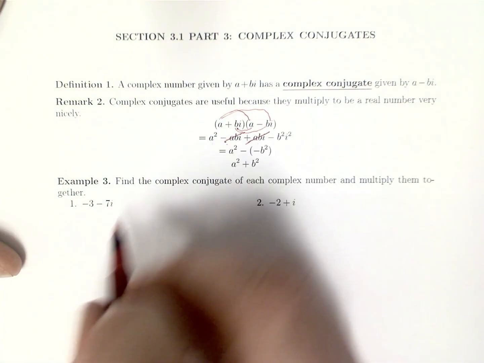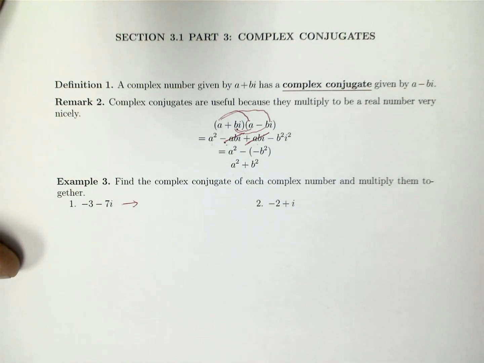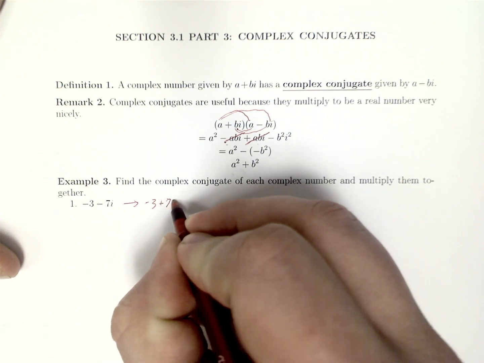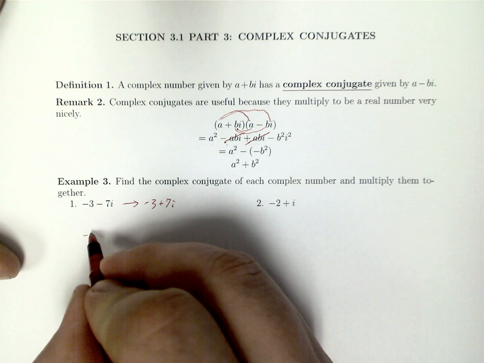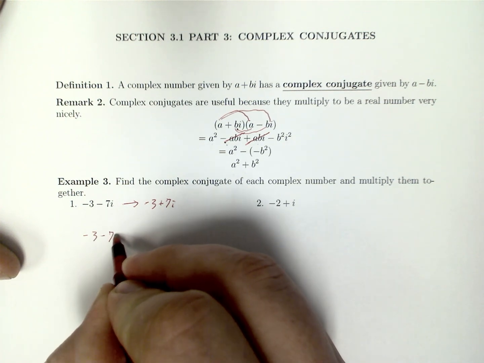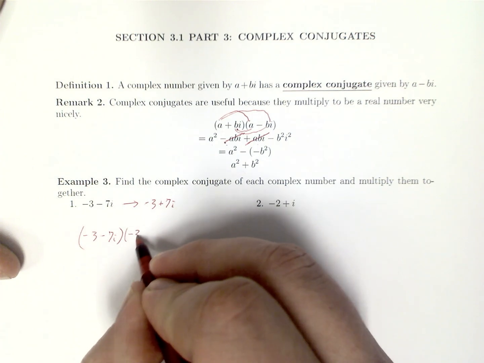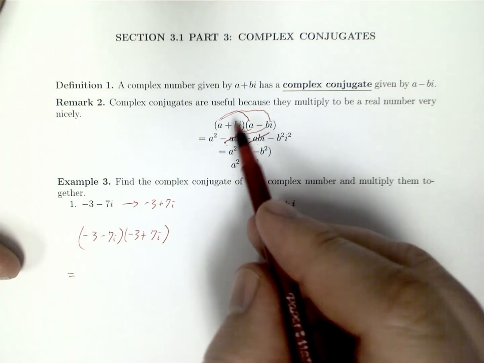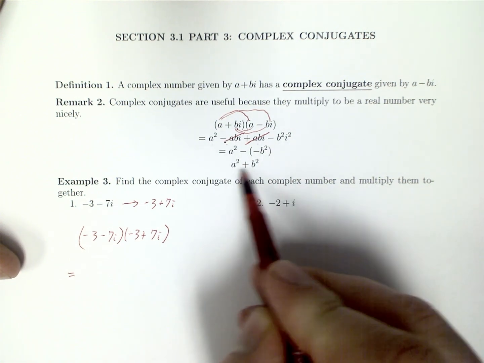So let's ask ourselves, what is the complex conjugate of negative 3 minus 7i? Well, it's negative 3 plus 7i. It's the change of the sign of the number in between. And what happens when we multiply negative 3 minus 7i with its conjugate, negative 3 plus 7i? Well, we could go through the whole thing like we just did here, but we see that it always becomes a squared plus b squared.